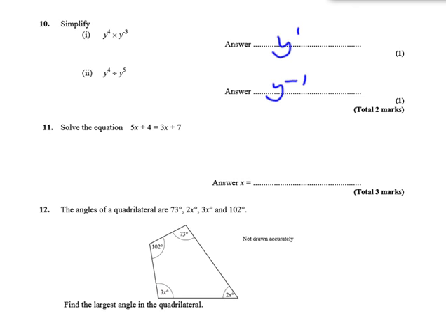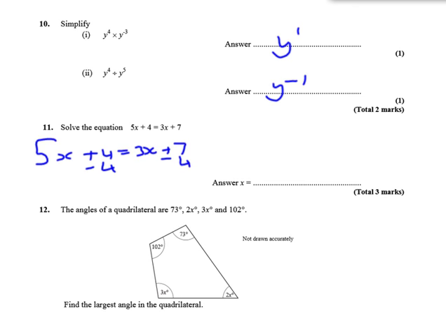Right, on to question 11. So Raisa's going to do question 11 for us. We've got x's on both sides to start with. We don't want x's on both sides. There's less x's where we've got 3x. So we're going to take 3x away. Oh, no, so first she's going to take 4 away.